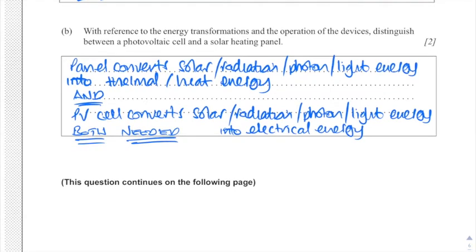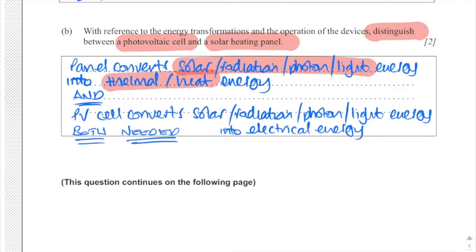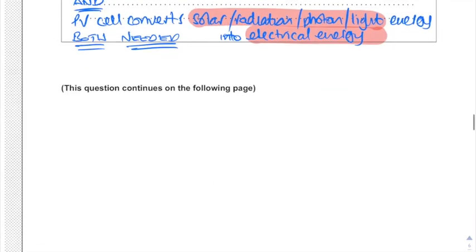Part B is looking at you distinguishing between a photovoltaic cell, PV cell for short, and a solar heating panel. So you must actually describe the differences of both. So panels, they convert all of these types of energy, as any of them can be mentioned, into thermal or heat energy. And obviously for the second mark, you must mention that PV cells, photovoltaic cells, they convert any of these energies again into electrical energy. Both are needed for the 2 marks.